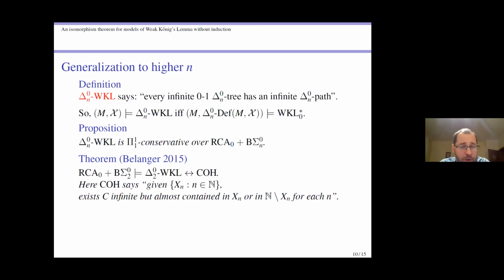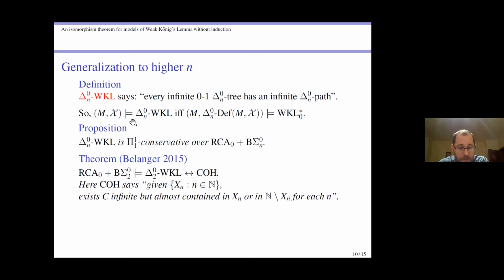Well, there is this principle that we call Δ⁰ₙ weak Kőnig's lemma, which relativizes both the instances and the solutions, so both the for all and the exists quantifier in weak Kőnig's lemma, to Δₙ definable sets. We're living in a world with just Δ₁ comprehension, so a Δₙ set might not be a set in the sense of second order objects. So this principle says every infinite binary Δₙ tree has a path that might not be a set, but it's going to be a Δₙ set.